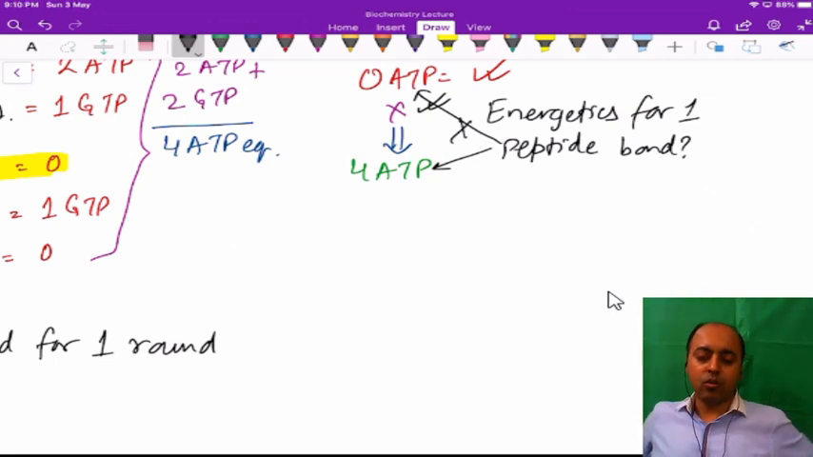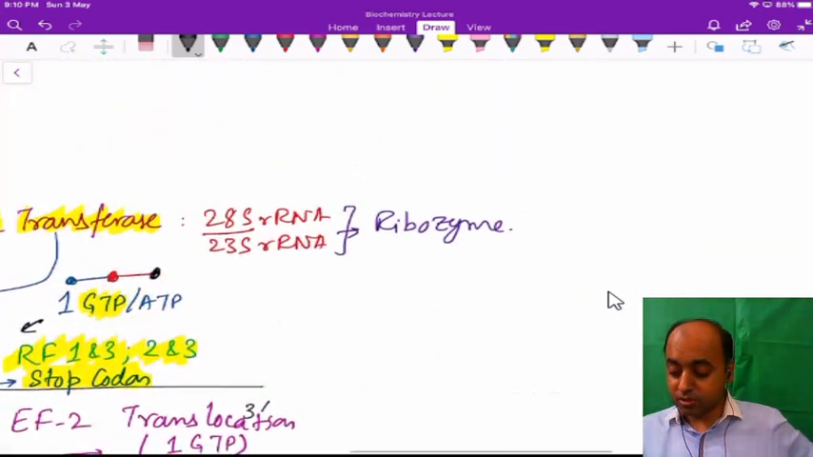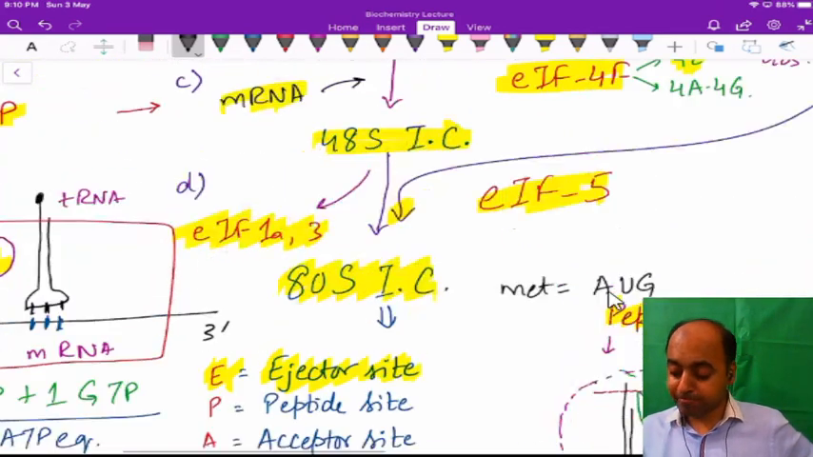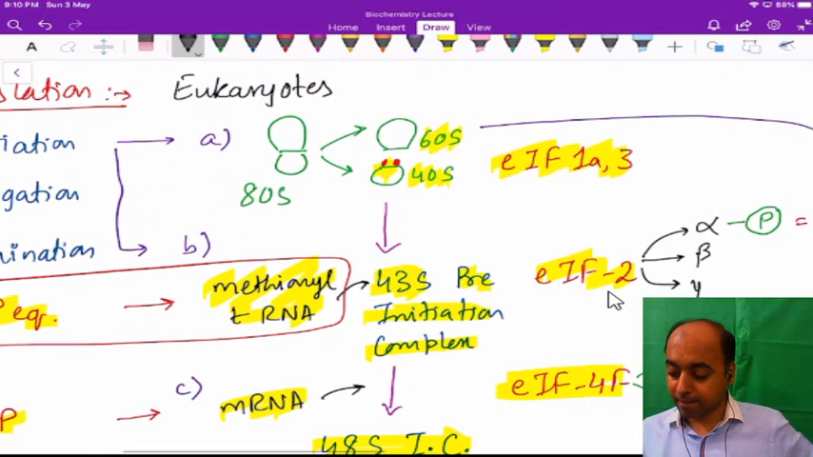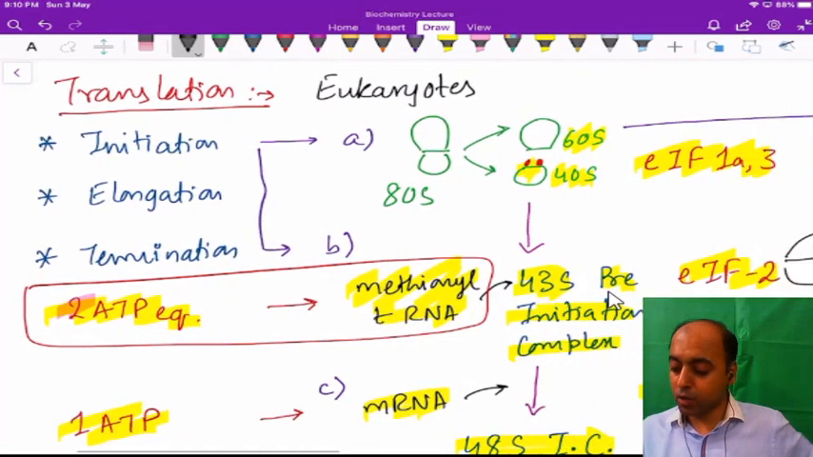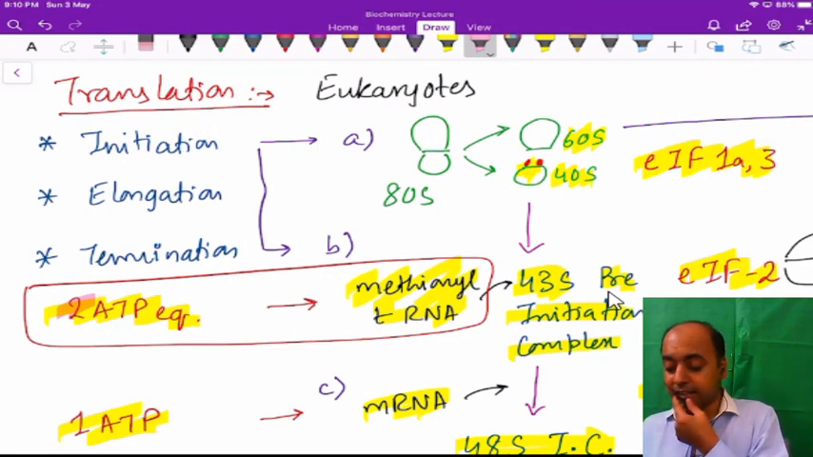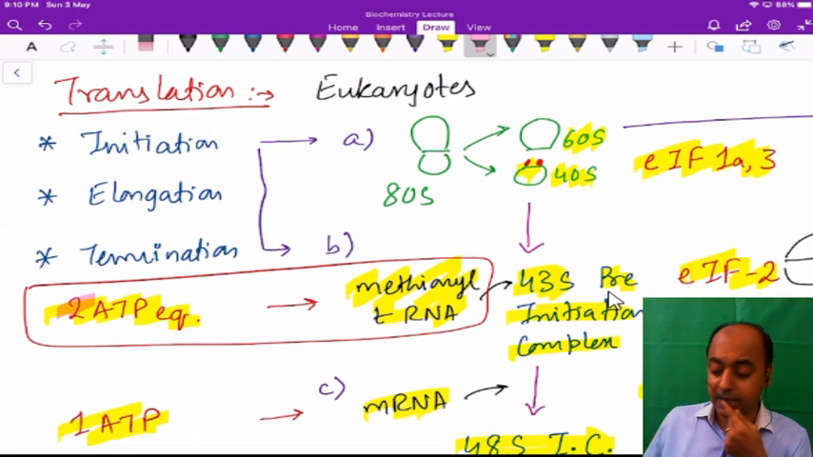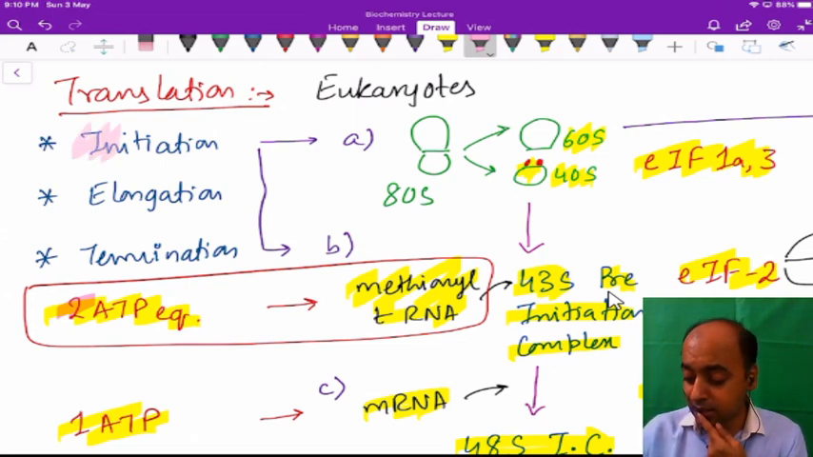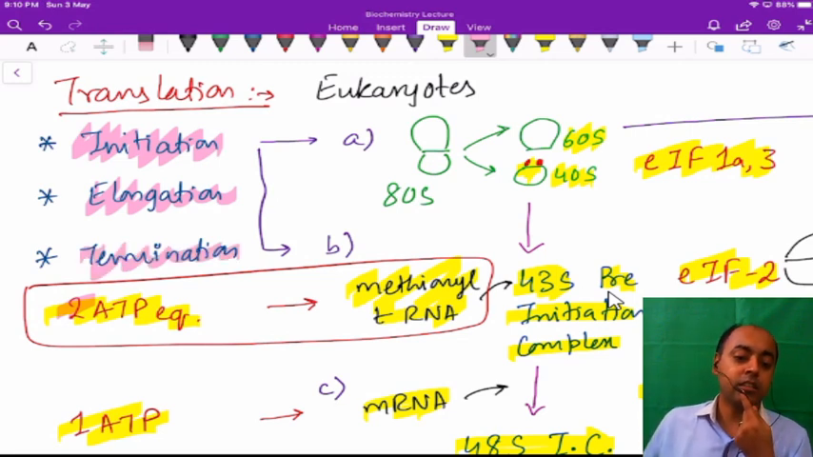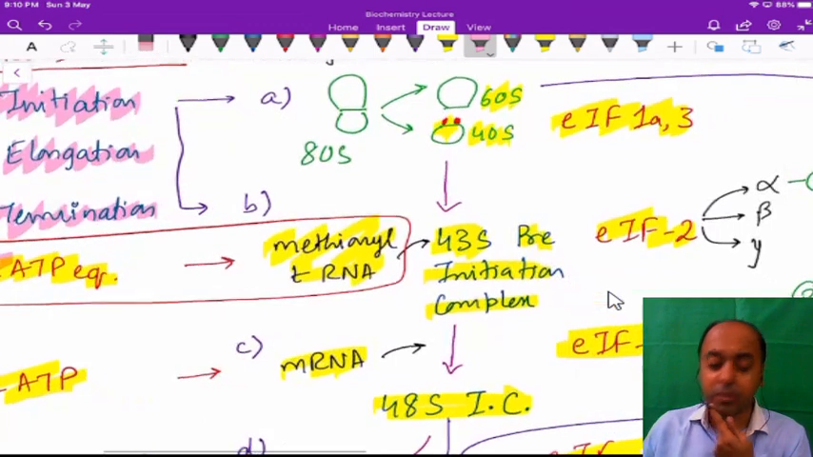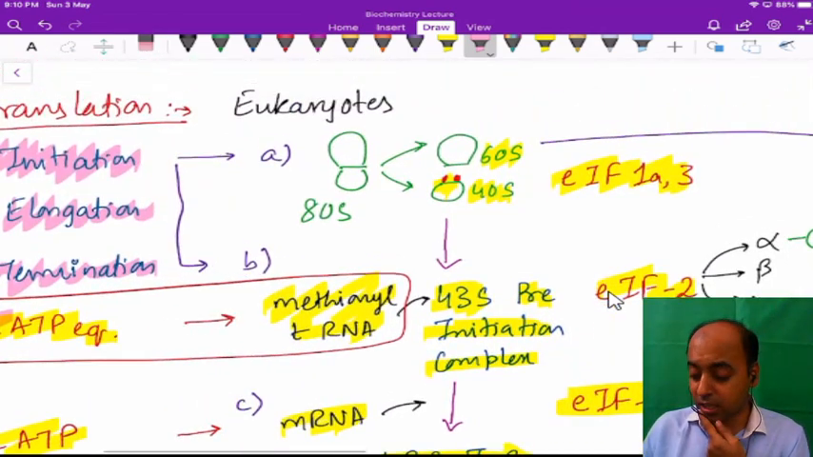A recap of the translation process. We're going to do a quick recap of the translation process. We had discussed the translation in the eukaryotes. We said it occurs in 3 stages: the initiation, the elongation, and the termination. There are 3 stages in the translation. We started off with the multiple steps in the initiation.